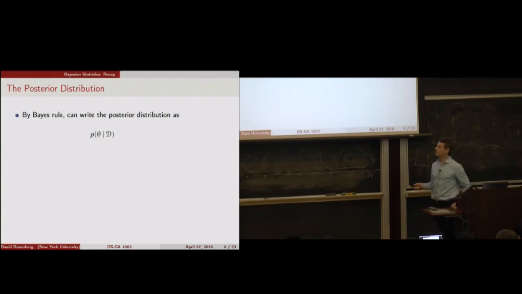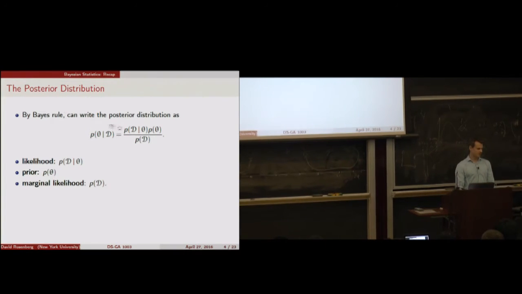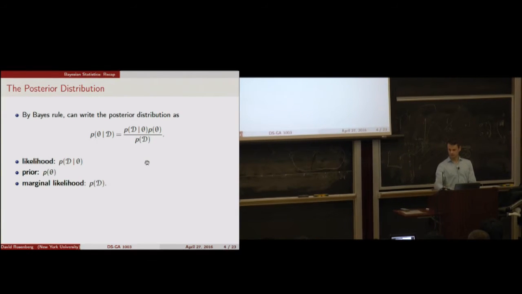All right, so the posterior distribution, just recount this simple application of Bayes' rule. And there's a few objects here that go by names that we're going to talk about a lot. This is the posterior on the left. P of d given theta, that's the likelihood. P of theta is the prior, and P of d, that's the marginal likelihood.